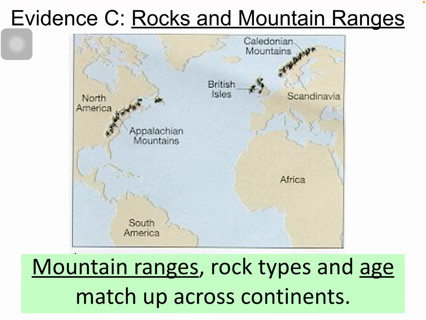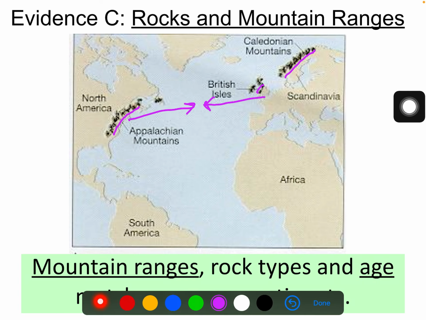So that includes mountain ranges like these exact features, but also the rock type and their age match up across continents. So if you did want to label something on your diagram here, you can make yourself a note like that these would have the same age and, like we said, genetics.